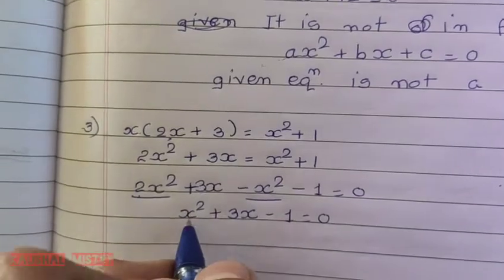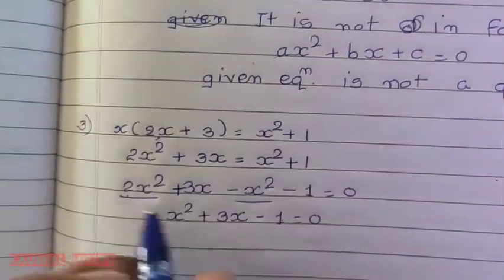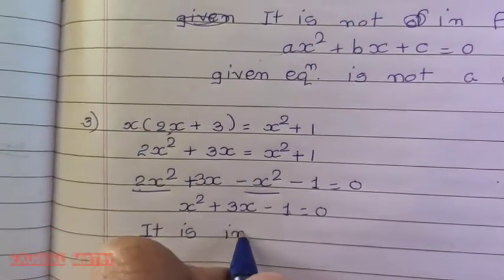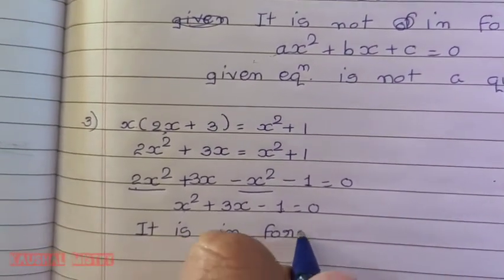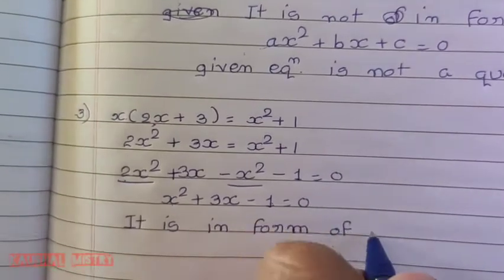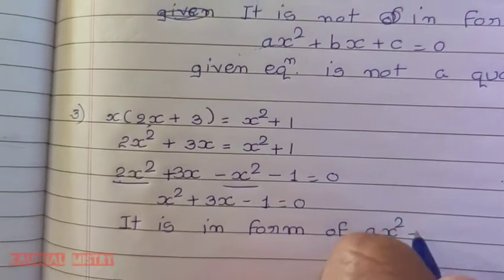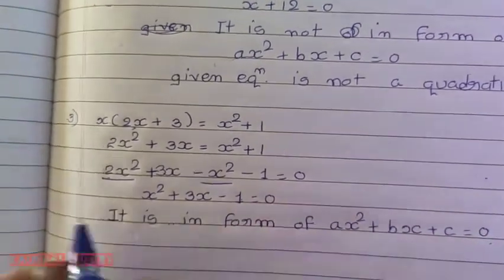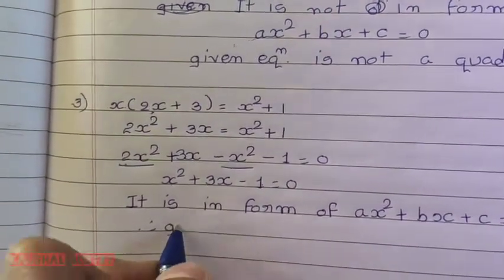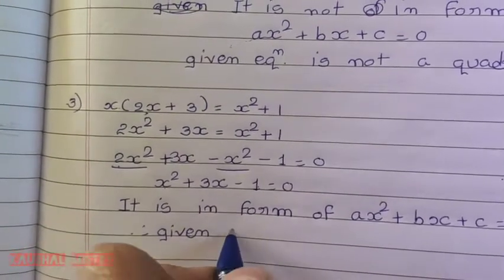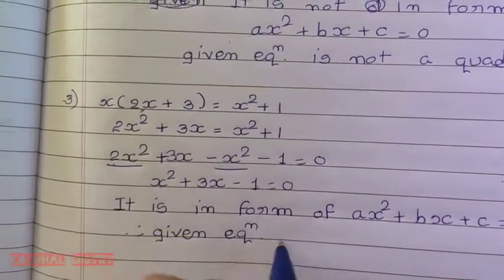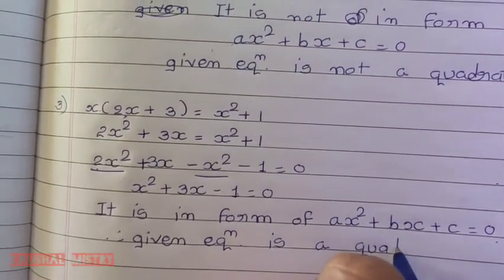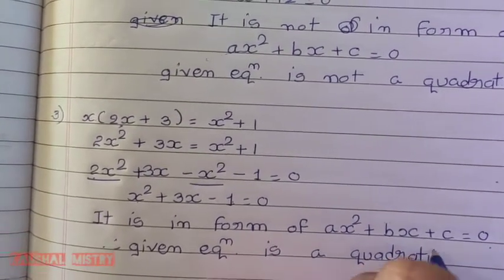So we can see that it is a quadratic equation, because it is in the form of ax square plus bx plus c equal to 0. So therefore the given equation is a quadratic equation.